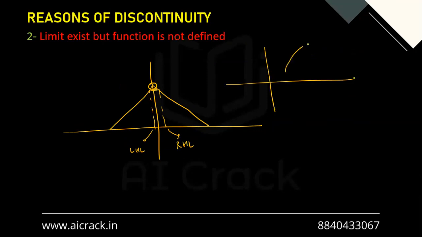You can take one more example like this one. So we have an open circle over here, but we can say that LHL and RHL are existing at this point. Let's say this point is a. So over here, function is not defined. So when function is not defined, we cannot compare it with the limit's value, right? So in that case, function is discontinuous.